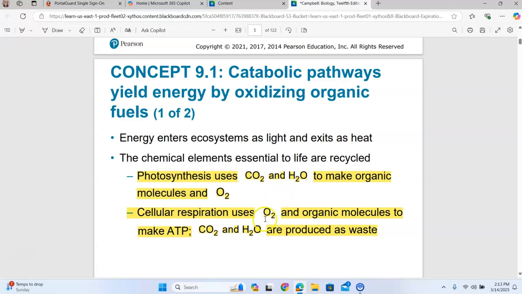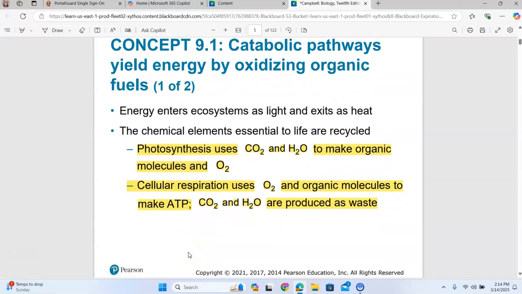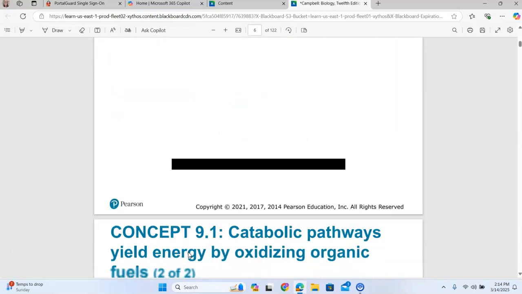Cellular respiration uses oxygen and organic molecules, typically glucose, to produce carbon dioxide and water. So the products of cellular respiration are the reactants of photosynthesis and vice versa. And another thing that happens in cellular respiration is that ATP is produced in the process, okay?